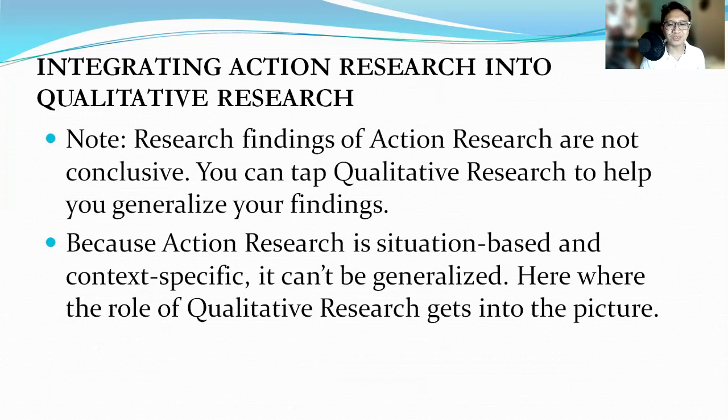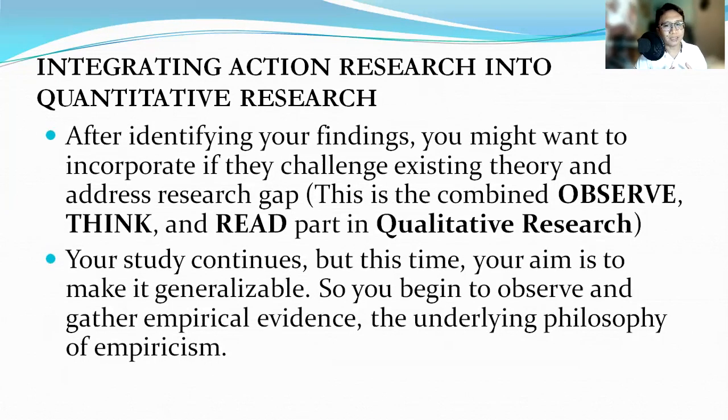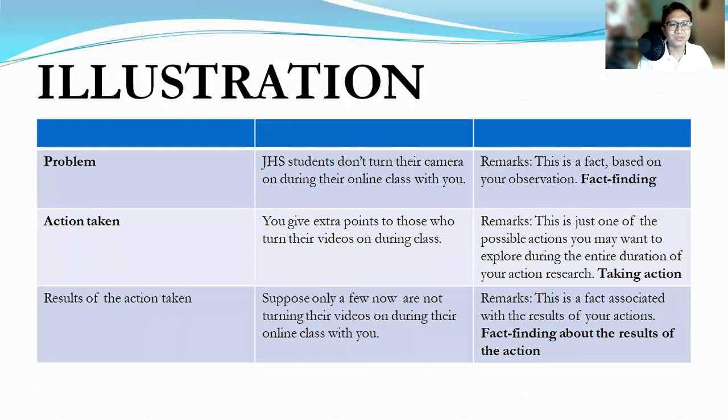Because action research is situation-based and context-specific, it can't be generalized. So here is where the role of qualitative research gets into the picture. After identifying your findings, you might want to incorporate whether they challenge existing theory and address a research gap. This is a combined observe, think, and read part in qualitative research. Your study continues, but this time your aim is to make it generalizable. You begin to observe and gather empirical evidence, the underlying philosophy of empiricism, as I've told you in our previous video.